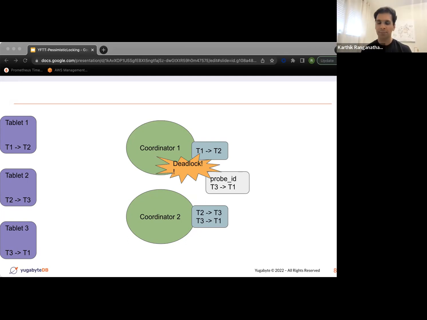Got it. And so this is called the edge traversal, right? Or edge something. Edge chasing, yeah.